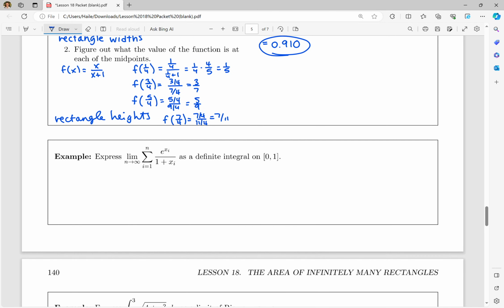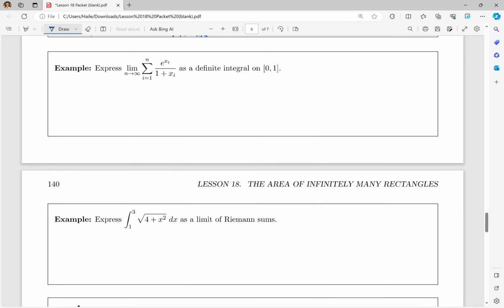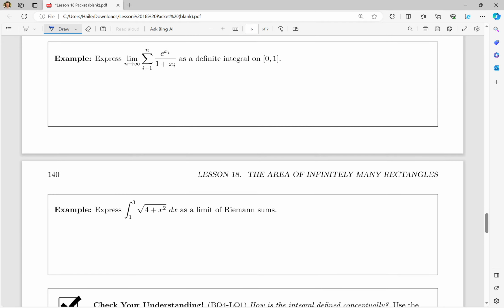Okay, now let's talk a little bit about the limit definition again. We're going to just work on translating back and forth. So our first example, we're going to express the limit as n goes to infinity of the sum from 1 to n of e to the xi over 1 plus xi as a definite integral on 0 to 1.